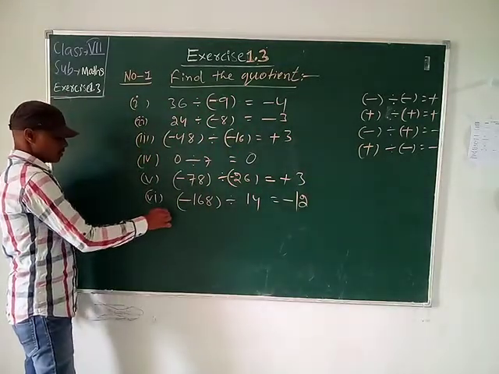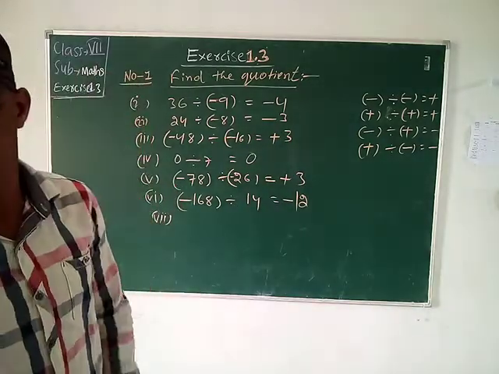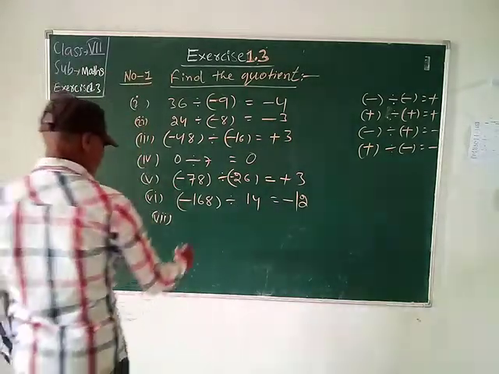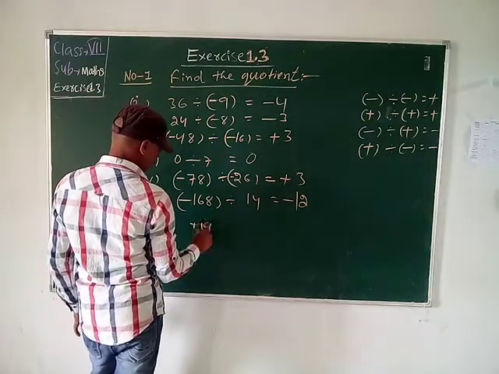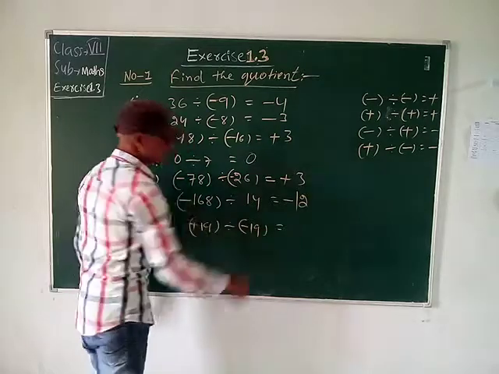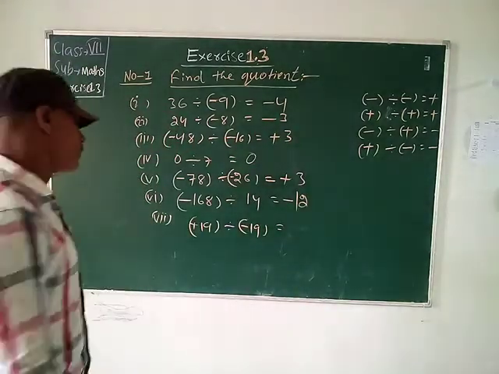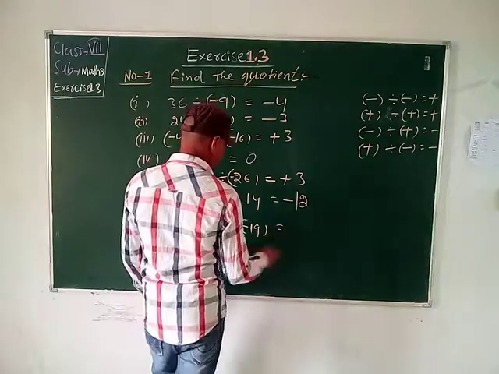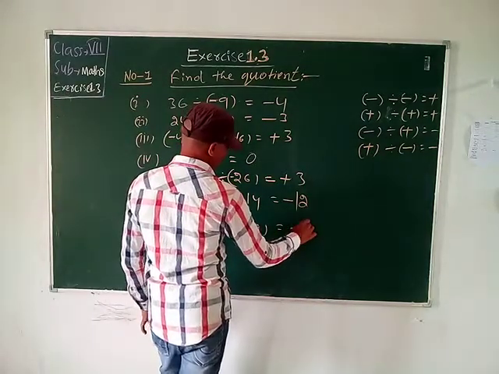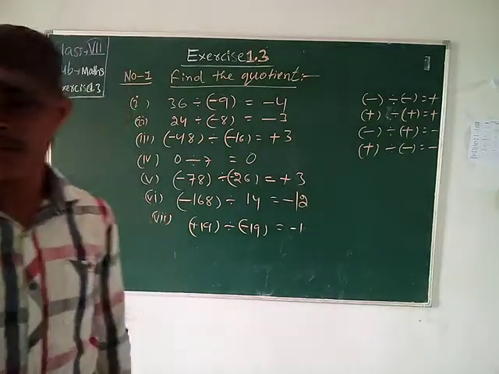Now the seventh part. What is the seventh part here? The seventh part question is 19 divided by minus 19. If we divide by the same number, then it is always 1. So 19 divided by 19 is 1, plus into minus. Answer is what? Minus 1. Clear about it? What is the answer?